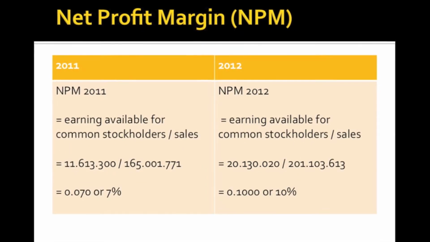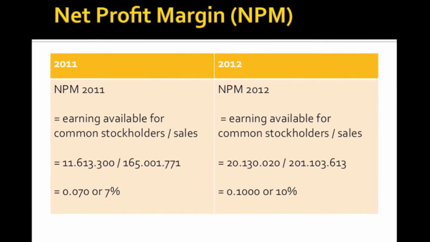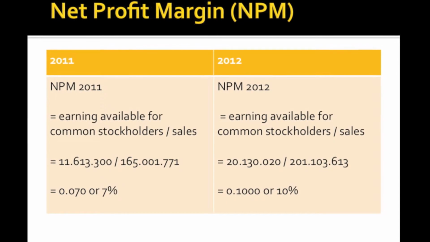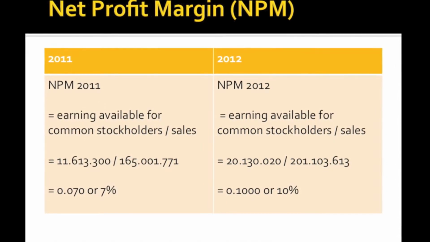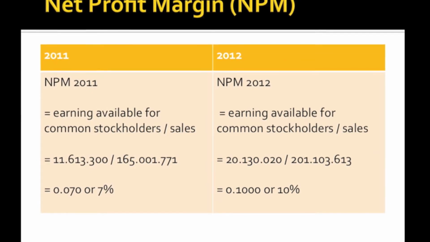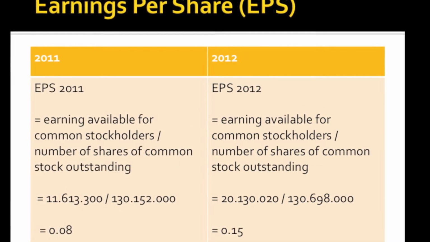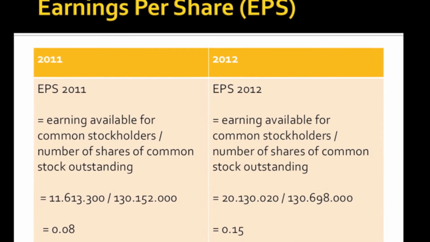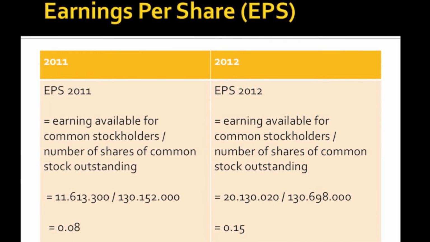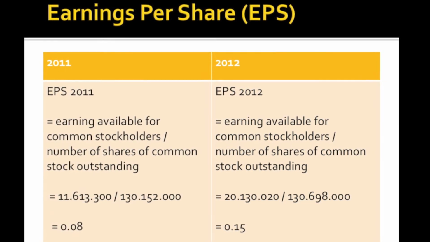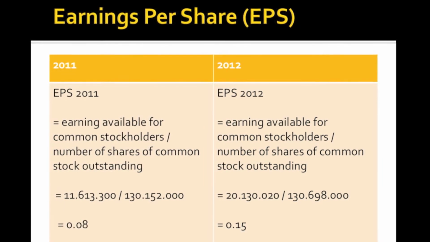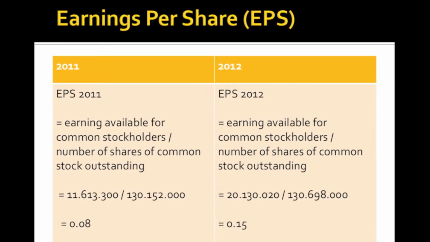Changes in net profit margin from 7% in 2011 to 10% in 2012 show there's a possibility that interest, taxes, and preferred stock dividends had dropped. In earnings per share ratio, it also showed an increase from 2011 to 2012. It has increased from 8% to 15%, which means that there has been a rise in sales possibly due to demand, and as well a rise in profits caused by better cost control.